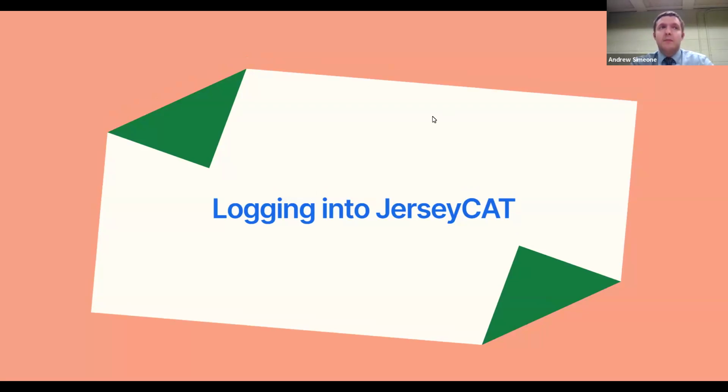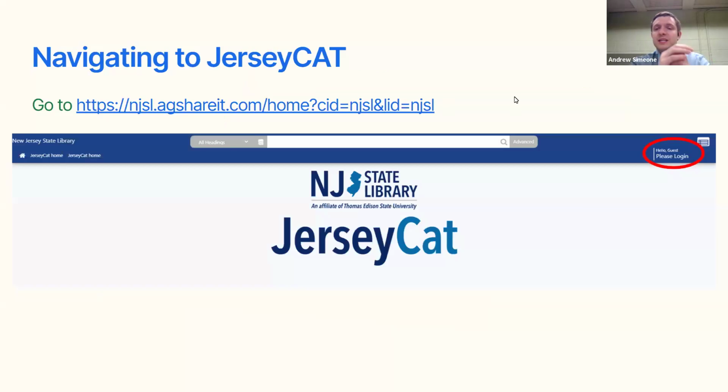So let us begin. How do you get to JerseyCat? Well, it's simple. You have to log in because JerseyCat itself is utilized by libraries, so you have to have an account to log in. Like Buckles, you can utilize it by just going in without having login information, but you won't be able to use it to its fullest extent. Because with Buckles, you can log in and then you can order books. Same thing happens with JerseyCat.